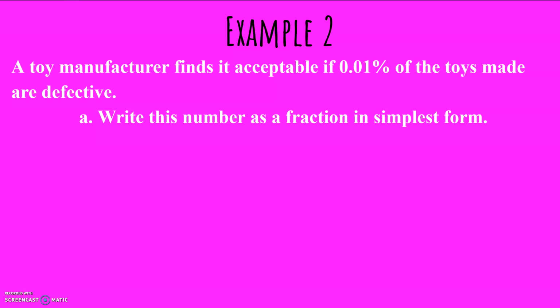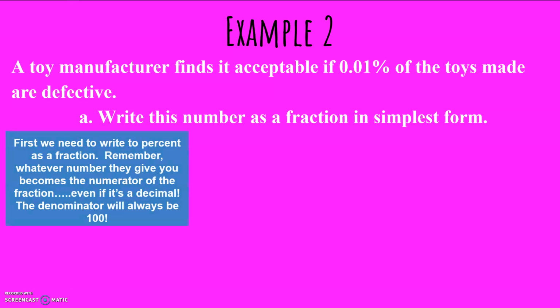Example 2. A toy manufacturer finds it acceptable if 1/100% of the toys made are defective. We're going to write this number as a fraction in simplest form. Note that I said 1/100% of the toys. So, to start out, how are we doing this?